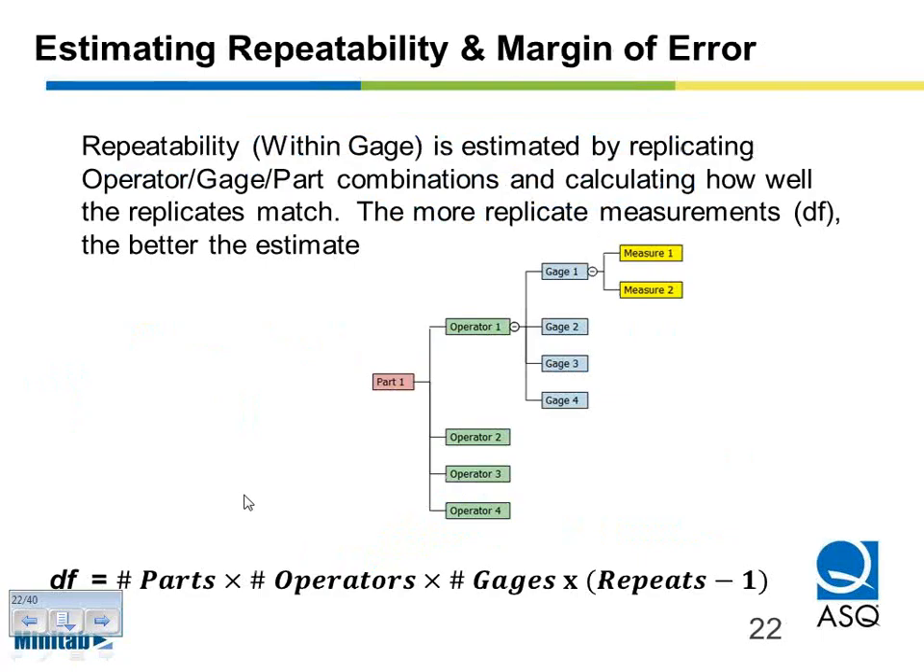Now, in focusing on the repeatability or the within-gauge variation, there's a very important aspect of your sampling plan that you need to know in deciding how many repeat measurements I need to use to estimate the repeatability or the within-gauge variation. The within-gauge variation is independent of how many parts you choose, how many operators you choose to study, and how many gauges you choose to study.